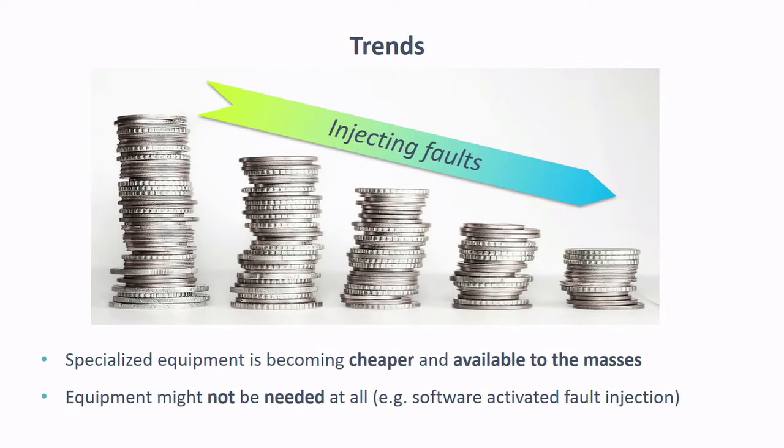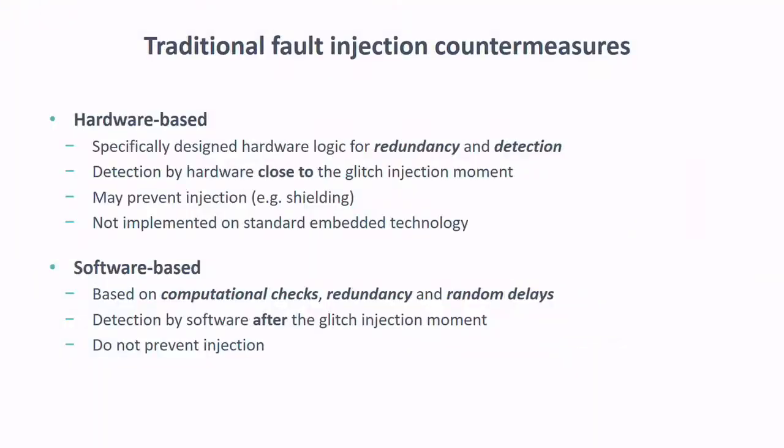So what we've seen is that the equipment and the knowledge to perform fault injection is becoming available to the masses. So we see much more content being generated online, on YouTube, on Twitch, on whatever platform where people are experimenting with fault injection. And another trend that we've recently seen is that it's not always needed to have special tooling to perform fault injection. We've seen now that it's even possible to do it in a remote fashion. It's very interesting. So what can we do in order to mitigate these attacks?